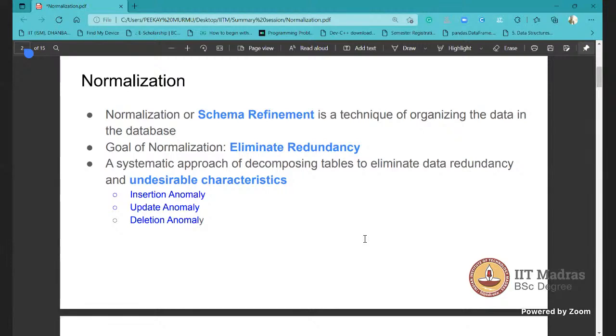What are the undesirable characteristics? That may be insertion anomaly, update anomaly, and deletion anomaly. Everybody aware about this? What is insertion anomaly, update anomaly, and deletion anomaly? Can anyone explain? We previously explained about this in the previous session.